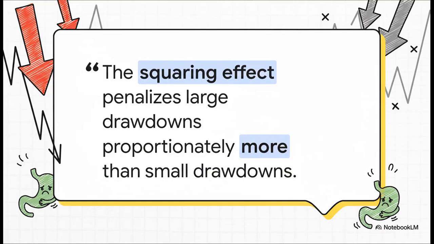And you don't have to take my word for it. Peter Martin, one of the creators, put it perfectly. The key phrase here is the squaring effect. That's the secret sauce. It means the index doesn't just see a big drop, it magnifies it. It punishes those really brutal stomach-churning drops way more than the little everyday dips.